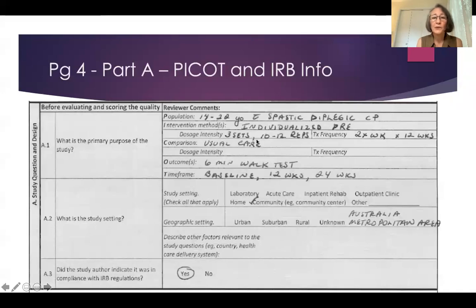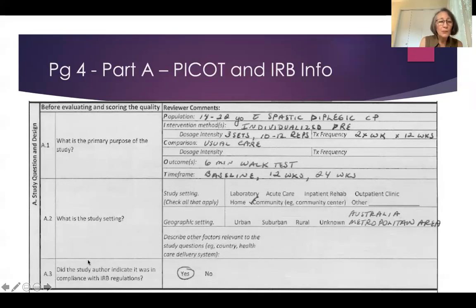What's it compared to? What are the outcomes? So we took the 6-minute walk test, the FAQ, and the time up and down stairs. And what are the time frames? They had baseline measures at 12 weeks and 24 weeks. It's in a community setting, and the geographic setting, this is a study that was conducted in Australia.